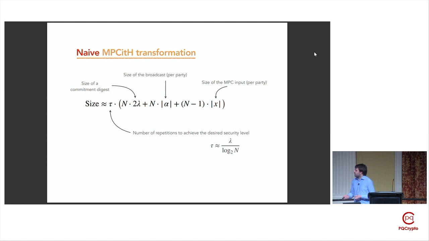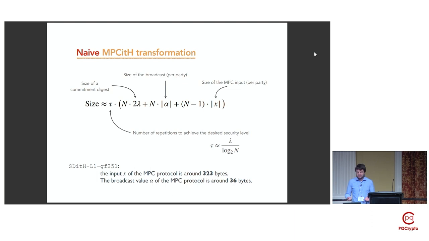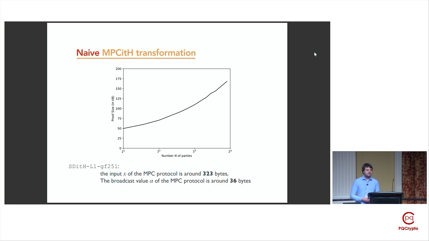If we try to apply this formula to the syndrome decoding in the head schemes, the quantities involved are the following. The input of each party in the MPC protocol is around 300 bytes, and the value broadcasted by each party is around 50 bytes. We would obtain this graphic.